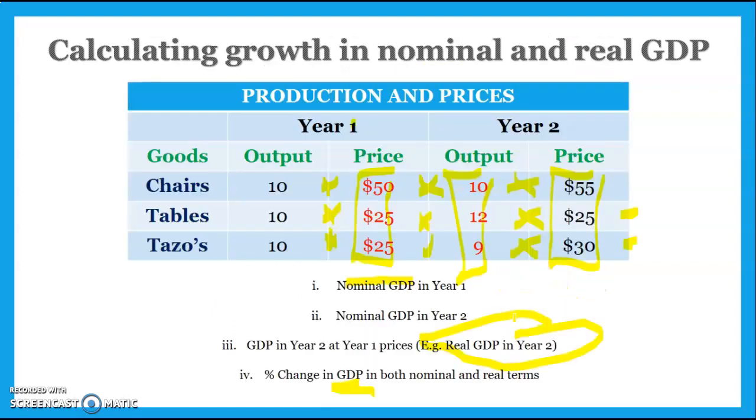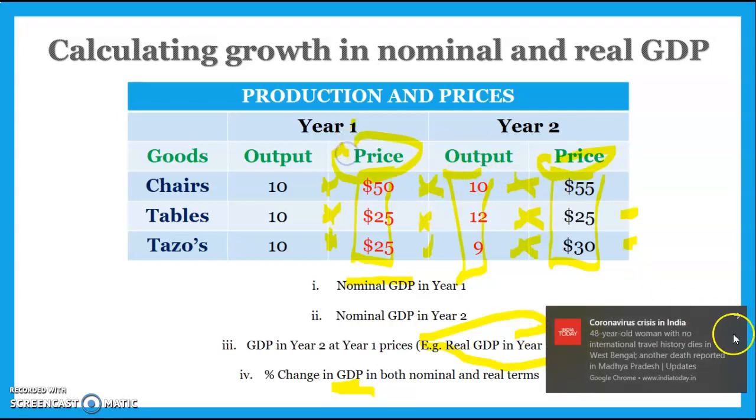So the key difference is that nominal GDP uses prices in the current year, whereas real GDP uses prices in the last year.